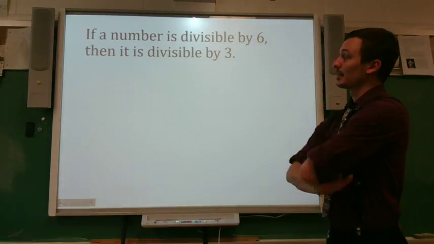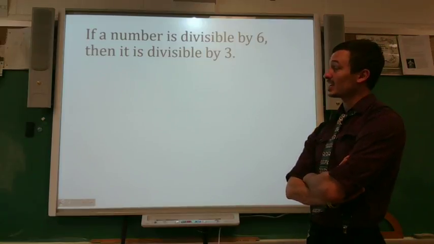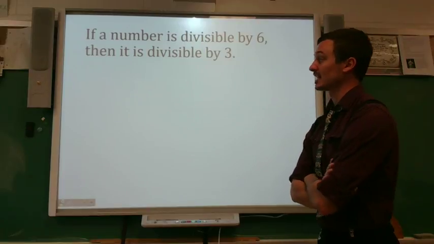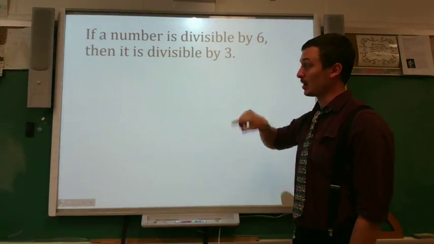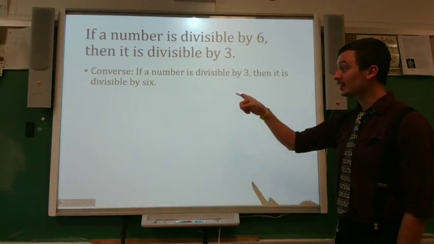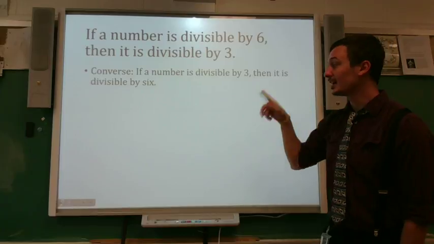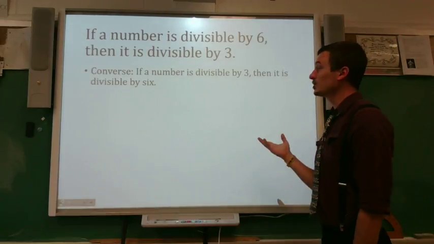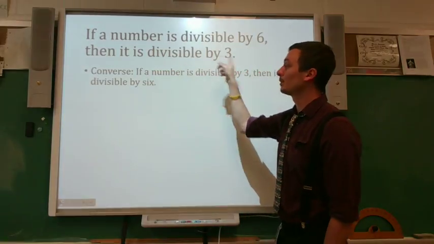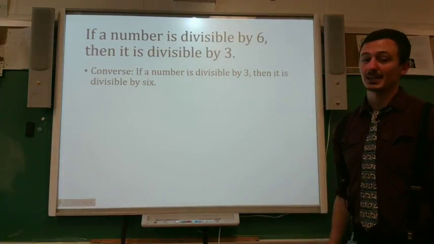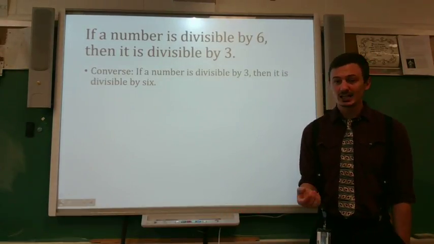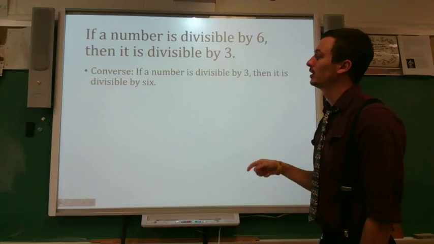So if I have this statement, if a number is divisible by 6, then it is divisible by 3. The converse of this statement is when I switch the hypothesis and conclusion. And I would get, if a number is divisible by 3, then it is divisible by 6. Notice, I changed the wording a little bit. I didn't just copy and paste. I don't say, if it is divisible by 3, then a number is divisible by 6. I make it sound nice. So as long as you're transferring the ideas, the wording isn't specifically important.